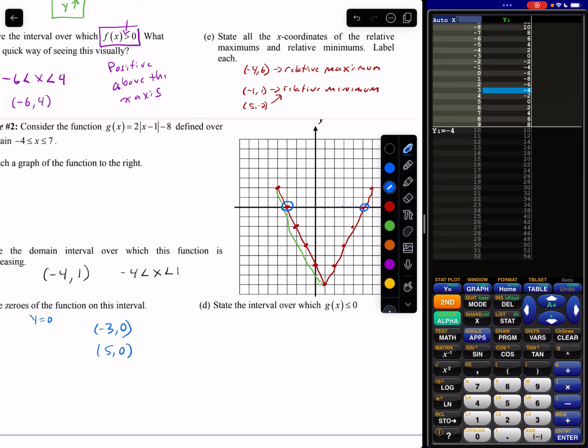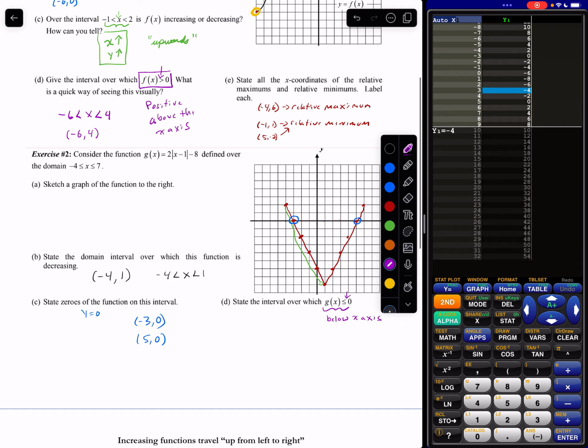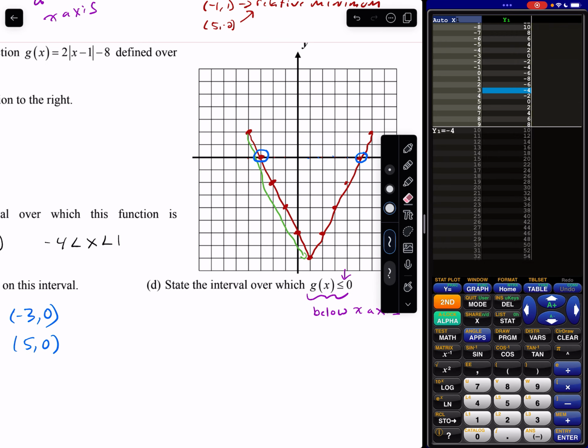Okay? Last but not least is state the interval where g of x is less than 0. Okay, so now we're looking for where it is below the x-axis. And notice how this time we have less than or equal to 0. Okay, so we know that the zeros are negative 3 and 5, so we would say negative 3 is less than or equal to x, which is less than or equal to positive 5. Using interval notation, we would say negative 3, comma, positive 5, and then staple it off.